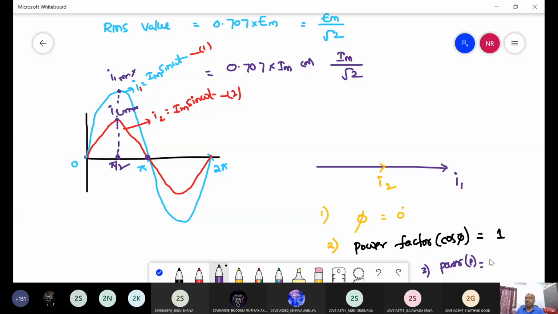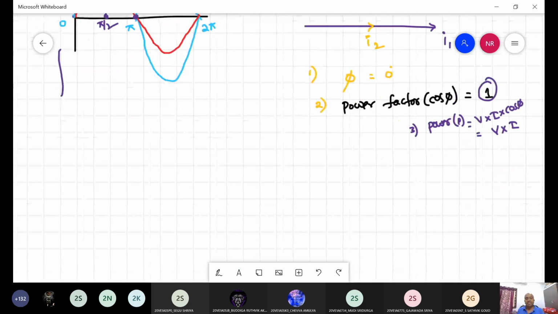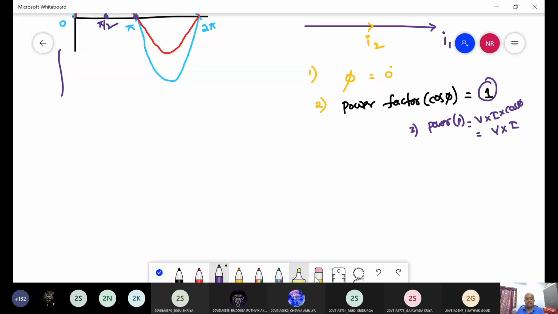In AC, what is the standard formula for power? P is equal to V into I into cos phi. Here cos phi is equal to 1, so P is equal to V into I. Here, if it is not mentioned whether V is average, RMS, or instantaneous, assume that it is RMS only. So this is what happens when the quantities are in phase. Next one is the phase difference.